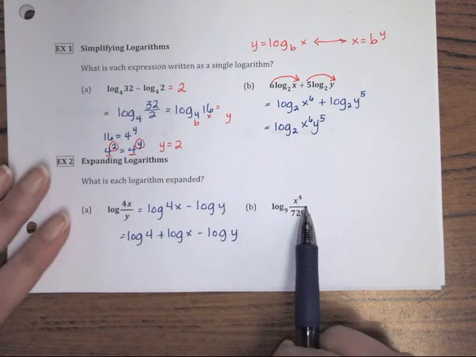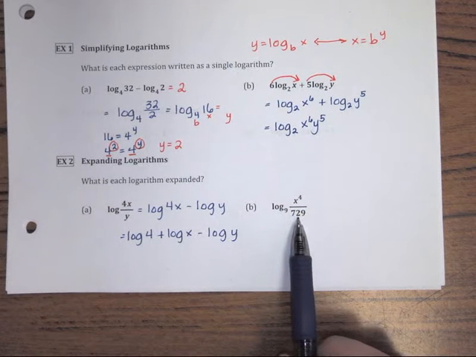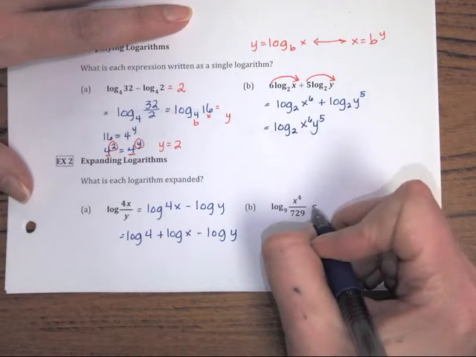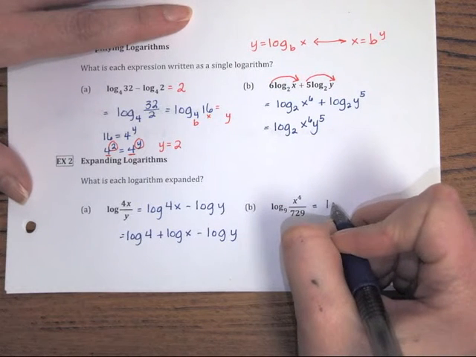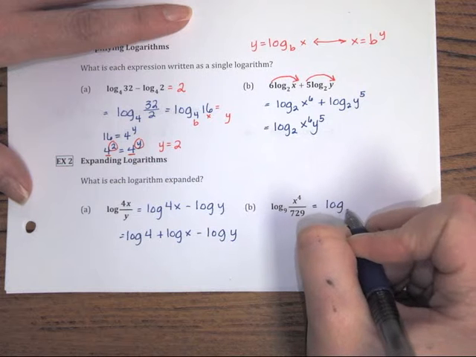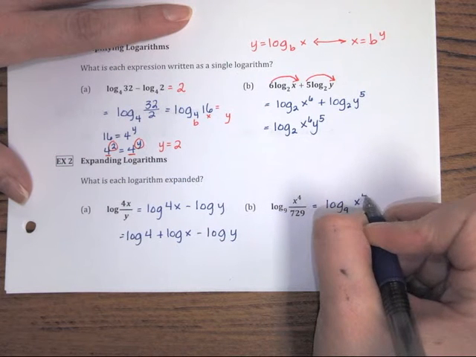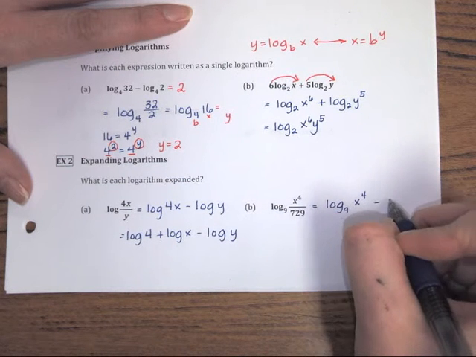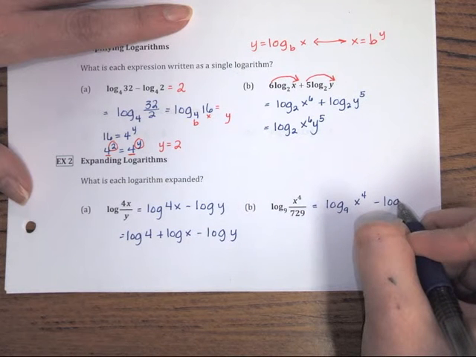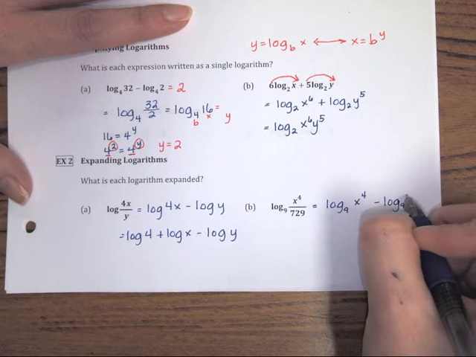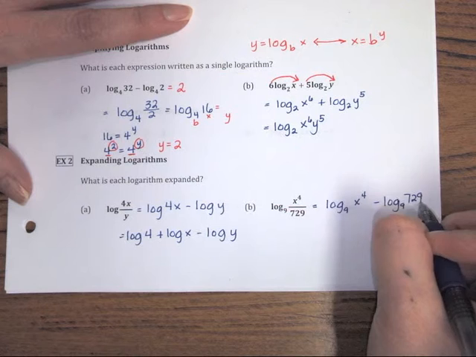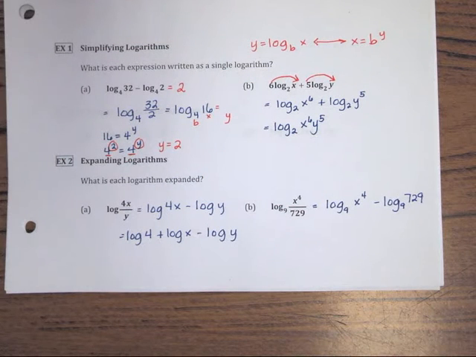So let's go ahead and do that right here. The first thing I'm going to do is use law 2. So this is going to be log base 9 of x to the 4th minus log base 9 of 729. Oh, I feel like that's got some stuff in store for us.